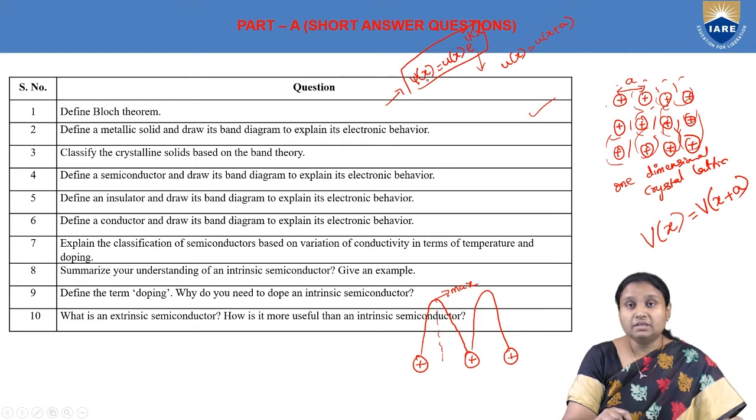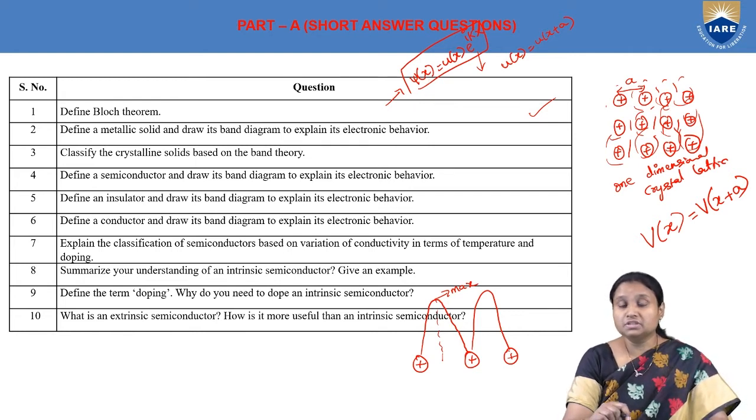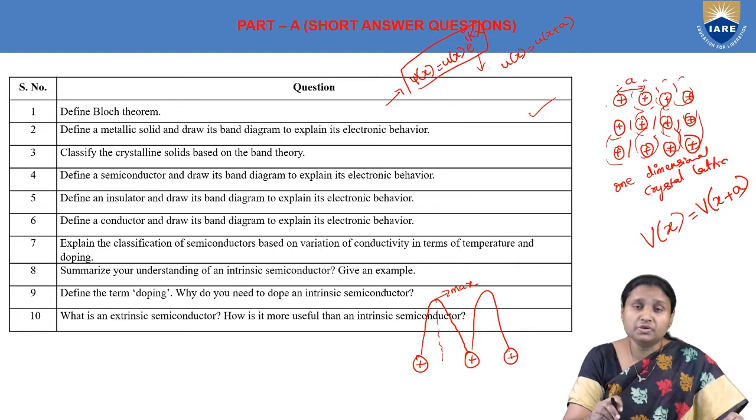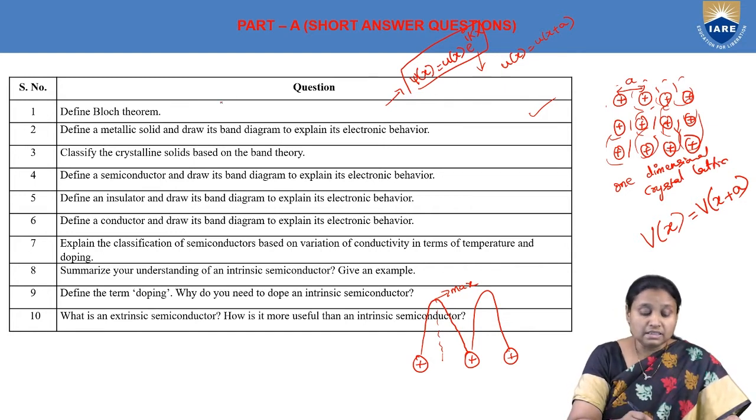So according to Bloch theorem, wave function associated with electron moving in a periodic potential is given by a plane wave equation which is modulated by a periodic function whose periodicity is same as potential of electron. So that is nothing but Bloch theorem.